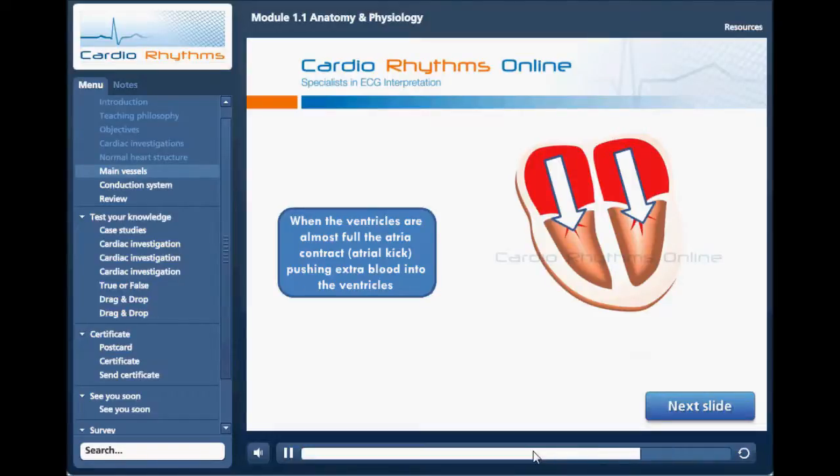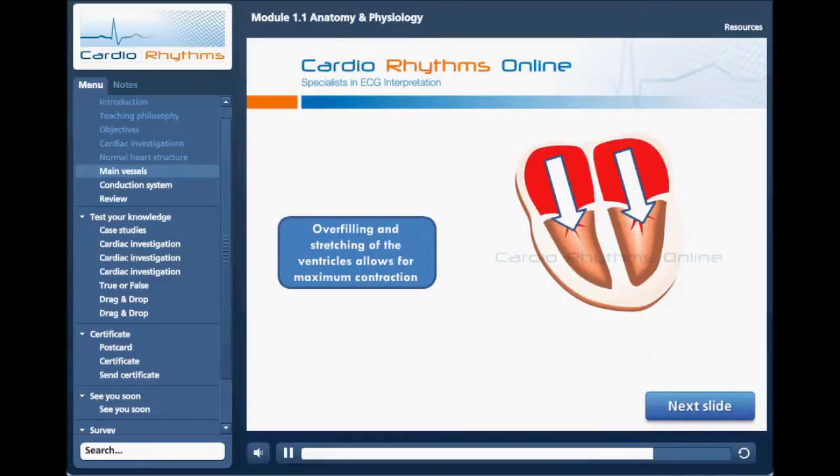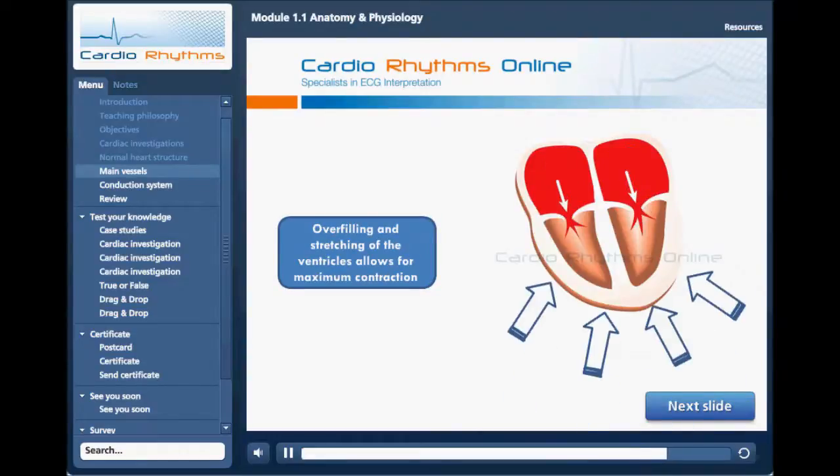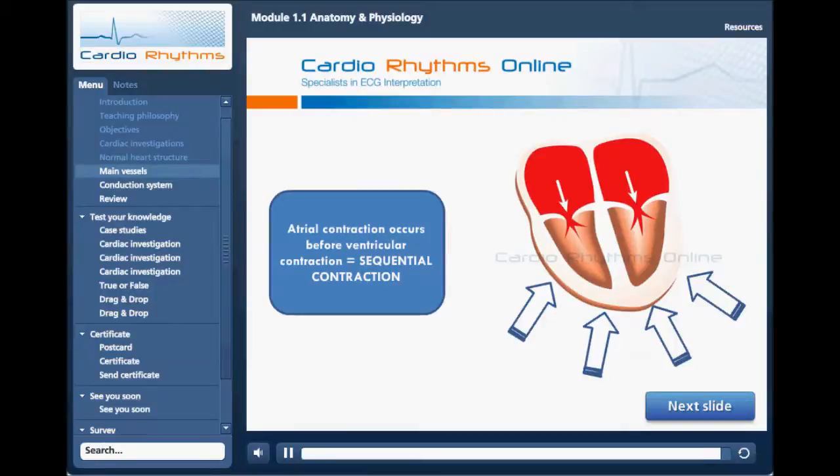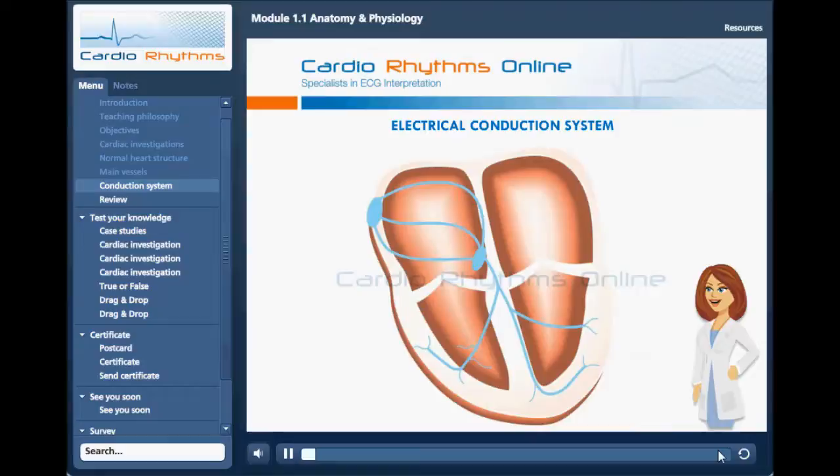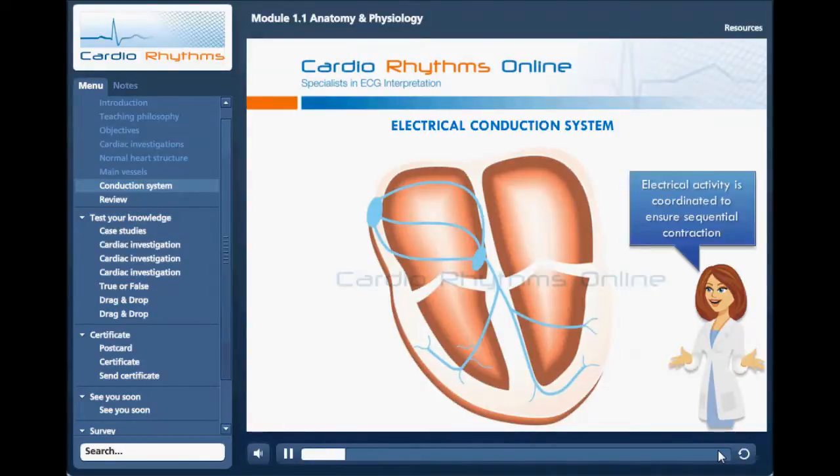Overfilling and stretching the ventricular muscle in this way maximizes ventricular function. Therefore, atrial contraction must occur before ventricular contraction. This is known as sequential contraction. Electrical activity is coordinated to ensure sequential contraction. In other words, in a normally functioning heart, the conduction system ensures that the atria contract before the ventricles.